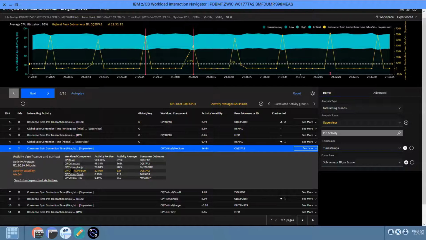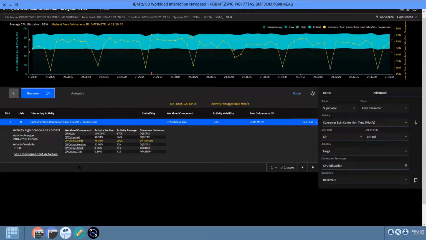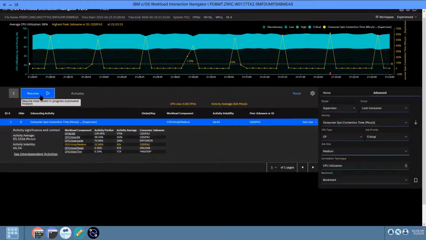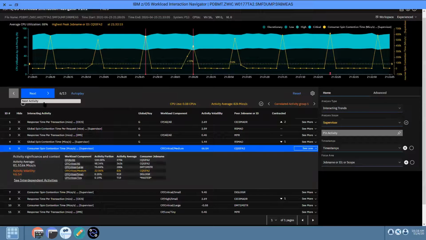So, the navigator has some built-in things where we can easily navigate around to other areas. We can click a different workload component. I can see what's going on for CP critical large if I want to, and get back to CP critical medium, which was what we were looking at. Resume automated analysis to get back to where I was, which is activity ID 6. And so, there's a bunch of ways you can navigate this data. Certainly automated analysis is the first place to go.